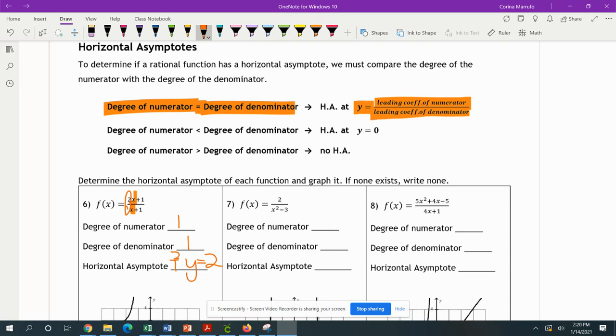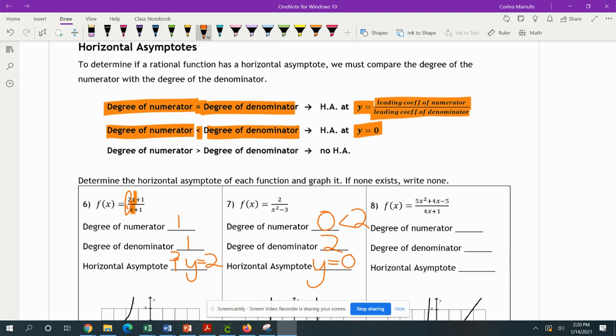Okay. Now you have the possibility where the degree of the numerator is less than the degree of the denominator. Then that means you're going to have a horizontal asymptote at y equals 0. So if we look at this example, the degree of the numerator is going to be 0 because you don't have any x's to any powers. And then the degree of the denominator is 2. So 0 is less than 2. Because the numerator is less than the denominator, you're going to have a horizontal asymptote at y equals 0.